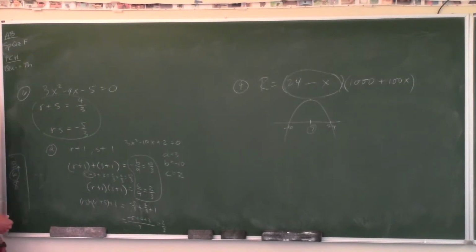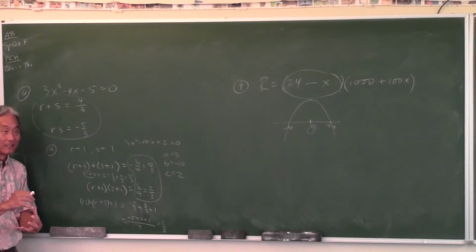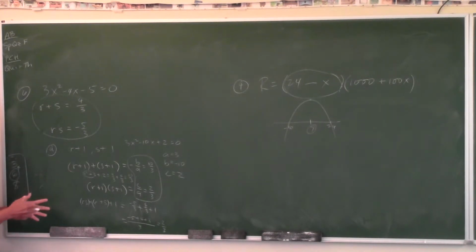Now, some of you are probably going, Mr. Park, I just couldn't do it the way I did it. I'm going to use the quadratic formula. But see, here's the problem. What happens if I give you a problem and there's no numbers? Then you want to probably do it this way.